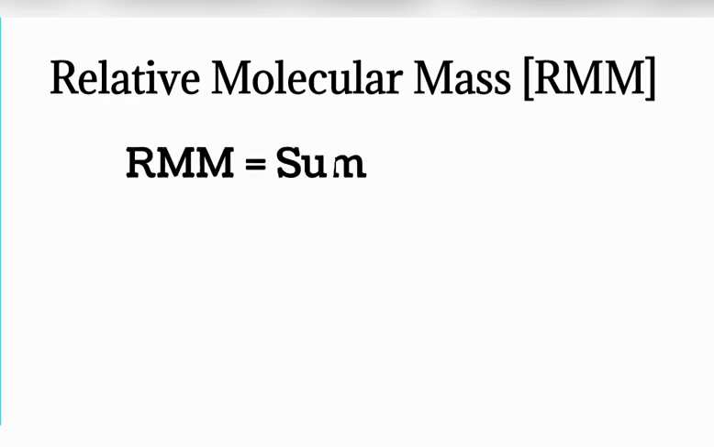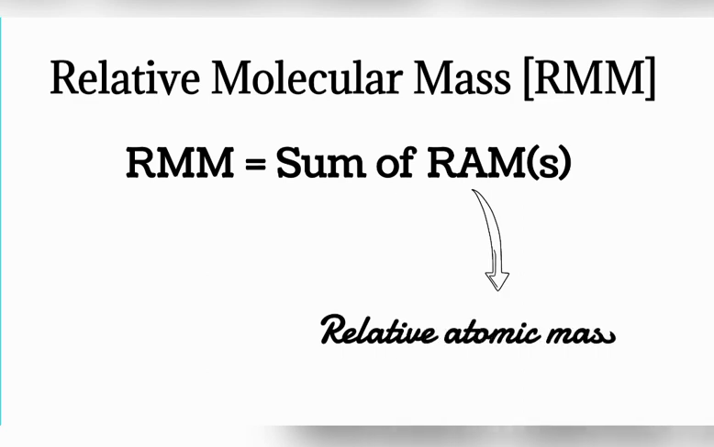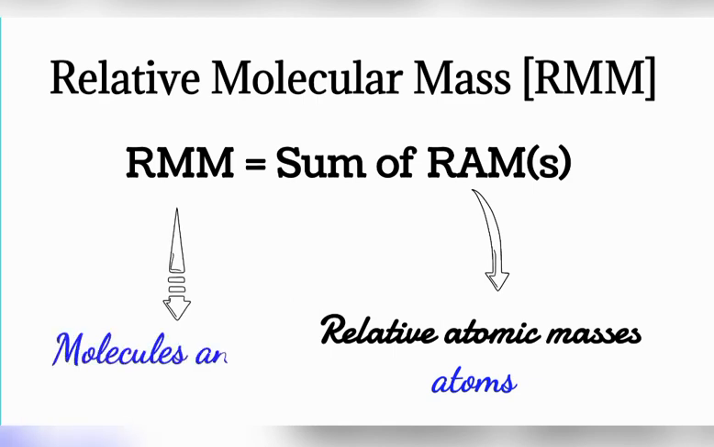Relative molecular mass, also called RMM, is the sum of the relative atomic masses of the elements that make up the compound or the molecule. RAM is for relative atomic mass, while RMM is for relative molecular mass. Relative atomic mass has to do with atoms, while molecular mass has to do with molecules and compounds.